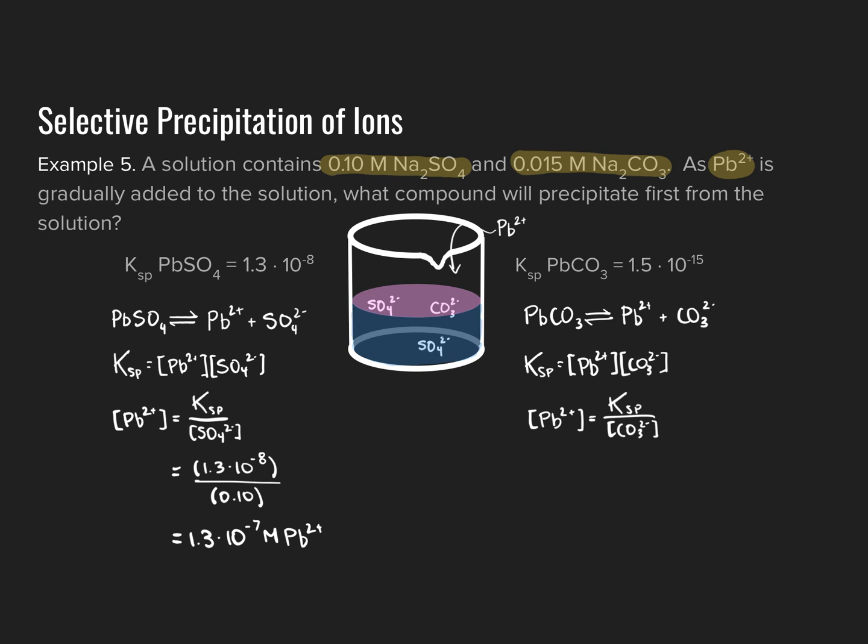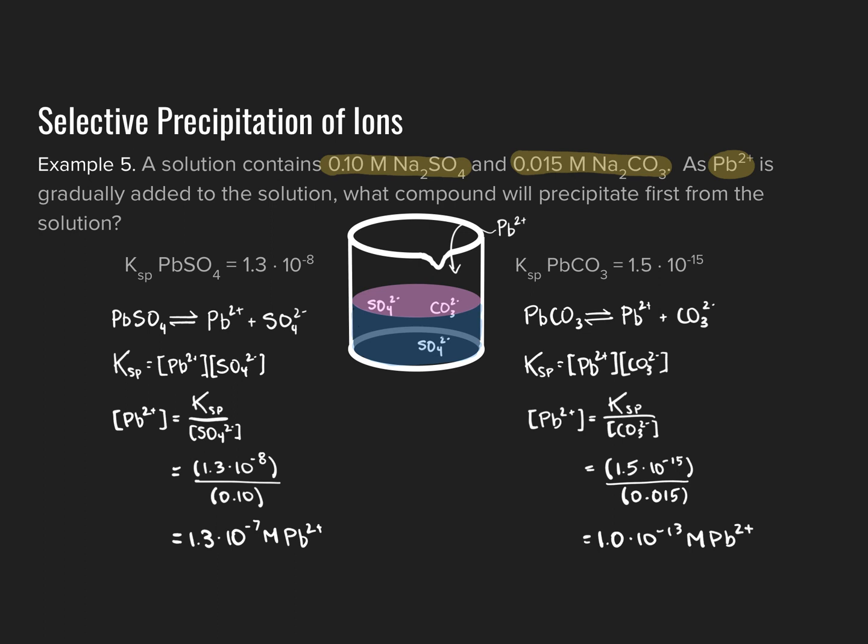And again, plugging in the given KSP value of 1.5 times 10 to the negative 15th, and dividing that by my concentration of carbonate ion, which is 0.015, I find now a required concentration of lead-2 ion of 1.0 times 10 to the negative 13th molar, necessary to saturate a solution of lead-2 carbonate and therefore cause precipitation. And now I have enough information to determine which of these compounds will precipitate first.